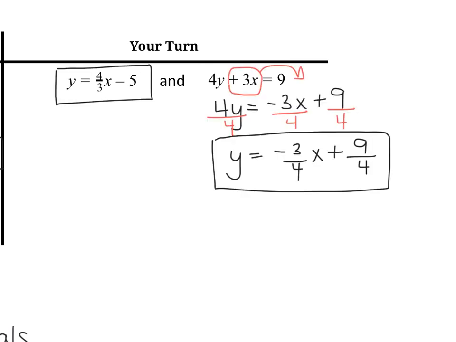So when looking at these two equations, the first thing I noticed is that equation number 2 was not in the correct format. It wasn't in y equals mx plus b form. So I went ahead and I took the 3x term and I moved it over to the right-hand side. And then I isolated for y by dividing every single term by 4, which left me with an equation of y equals negative 3 over 4x plus 9 over 4.